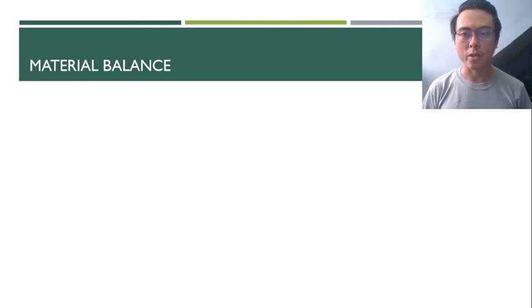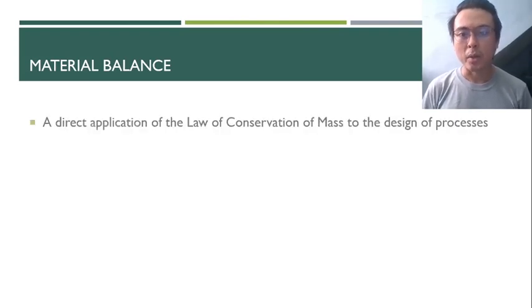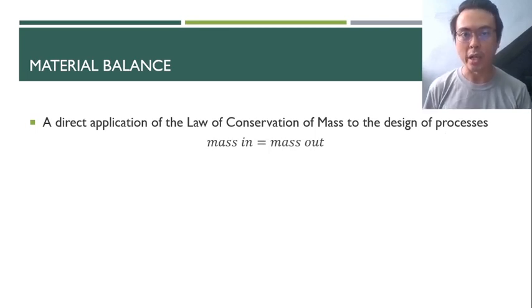Let's start with the concept of material balance. Material balance is a direct application of the law of conservation of mass to the design of processes. You already know what the law of conservation of mass is. It's simply saying that the mass going in a process should also be the mass going out of the process. So that's mass in equals mass out.